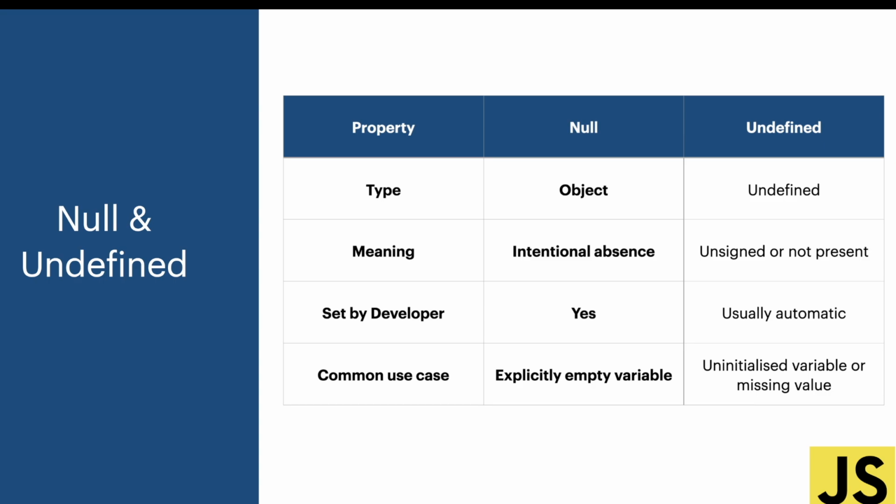Okay, so the type of null is simply an object. The type of undefined is undefined. Null is an intentional absence, okay? Intentional absence of a value, and undefined is actually unassigned or not present, okay? So undefined is not intentional. Now, for null, developers actually set that, okay? I can set a variable to null, okay? But undefined usually is automatic.